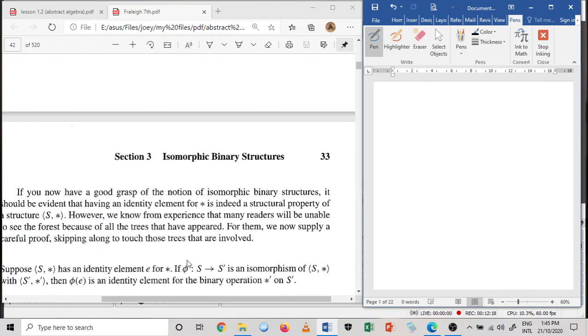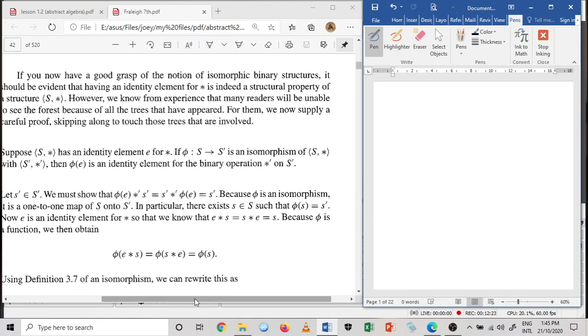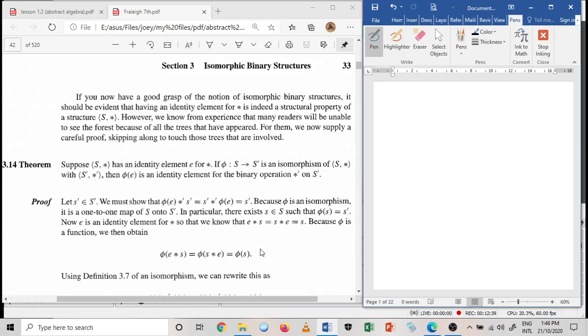Next, now recall the concept of isomorphism. Last time, we said that when we say isomorphism, these are two structures which are basically the same. Okay? So let us take a closer look at an isomorphism.